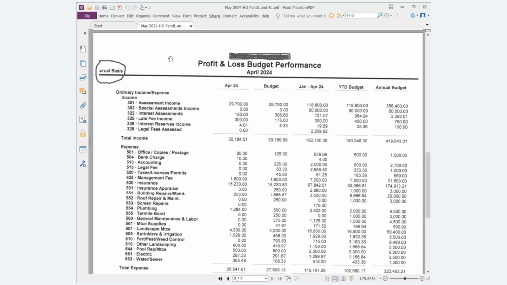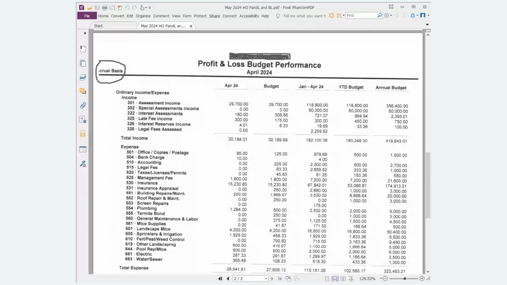This is an actual HOA's financials from the month ending in April. As you can see, it has the current month and then the current month compared to the budget for the month, the year to date compared to the budget for year to date, and then the annual budget. So we have 5 columns here.